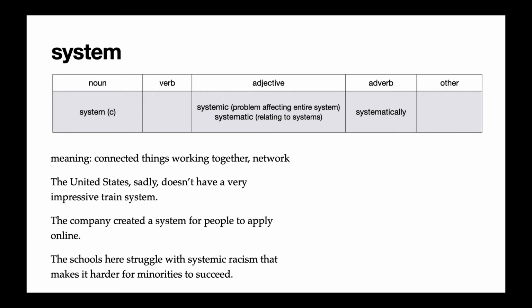And in the third example, we have systemic as an adjective. When we use systemic as an adjective, we are usually referring to a problem that affects an entire system. When we use the adjective systematic, that means something is related to the system, and it's not usually a bad thing. So in the third example, it says the schools here struggle with systemic racism that makes it harder for minorities to succeed. So racism is definitely a negative thing. It's a problem. So we would describe the racism as systemic if it affects the entire system.